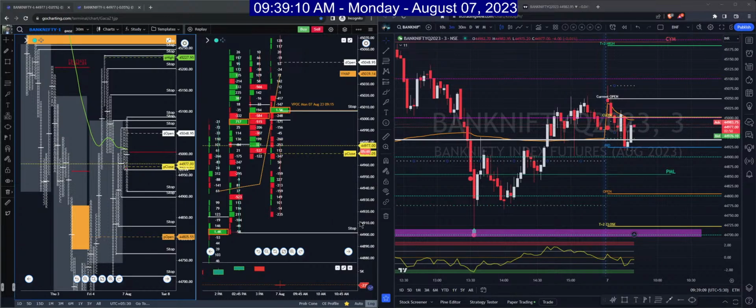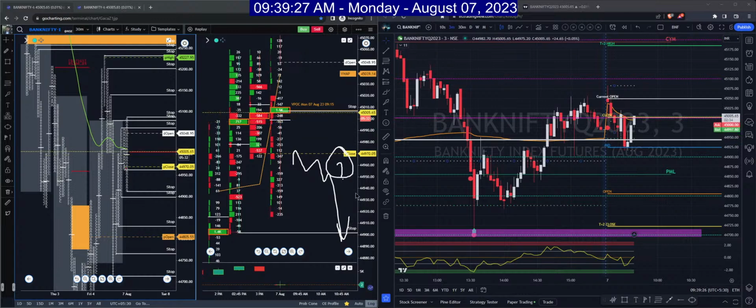Now I am seeing an opportunity to buy puts, but I'm not confident yet because I'm not seeing continuation lower. Why? So I'm not so confident. That's why I did not take the put trade.